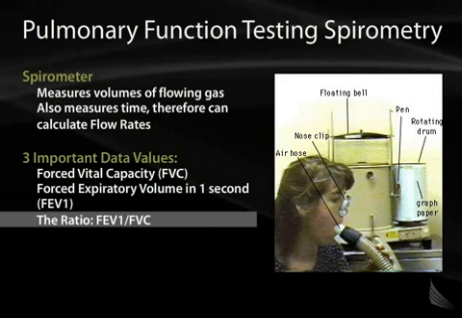We can also look at the ratio of the FEV1 to FVC. What percentage of gas during a forced exhalation do we breathe out in the first second? For a normal person, the FEV1 to FVC ratio should be about 75 or 80%.